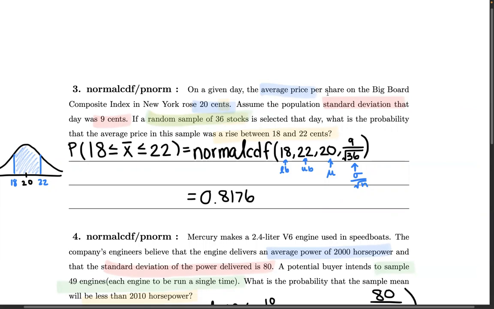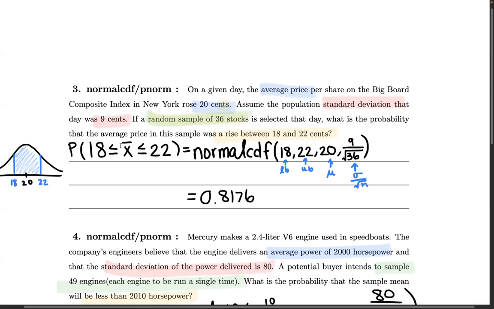It's the average price per share that rose 20 cents, and then we want to find the standard deviation, so that would be 9. But we have a total sample of 36 stocks, so we're going to do 9 divided by the square root of 36, and we're doing that because we're interested in the average price. What is the probability that the average price in the sample was a rise between these?